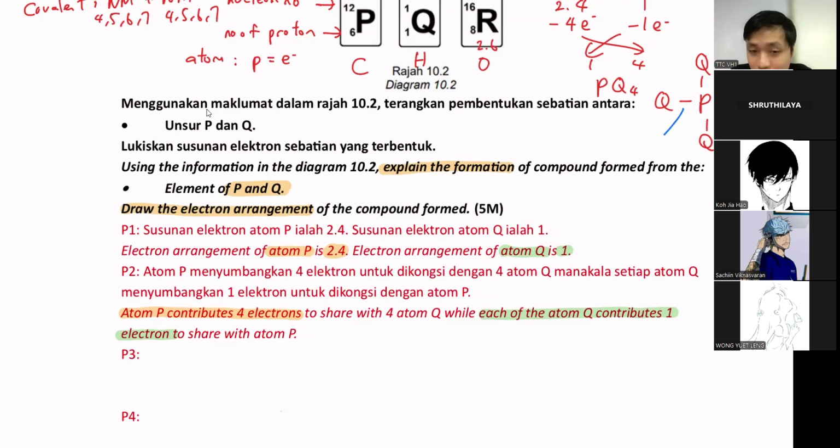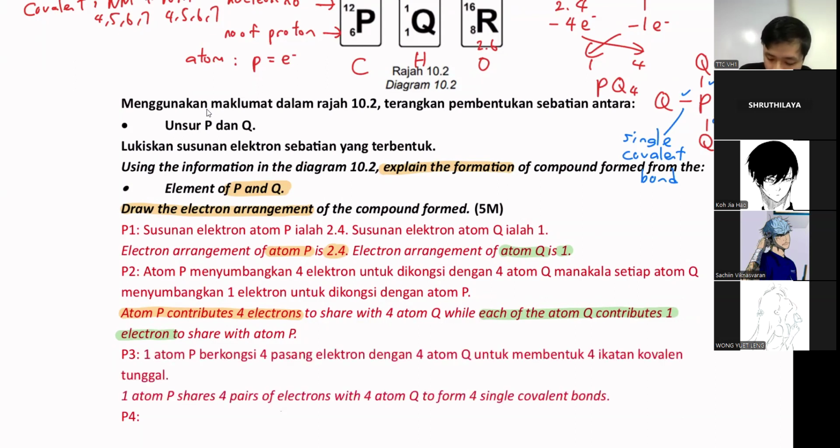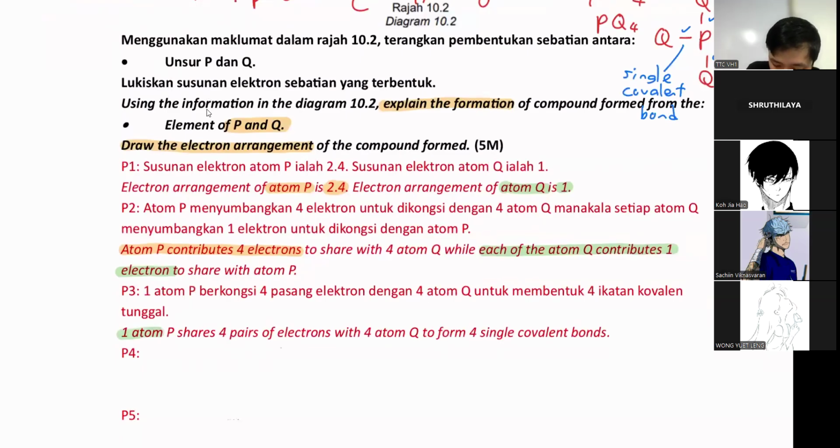So this one is called single covalent bond. How many? Four. So you should say: the one atom P shares four pairs of electrons to form four single covalent bonds. Even the drawing you have to know. This is the third point.